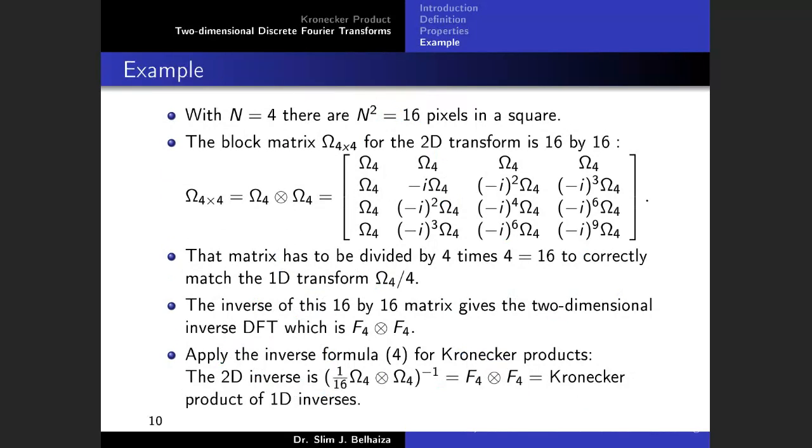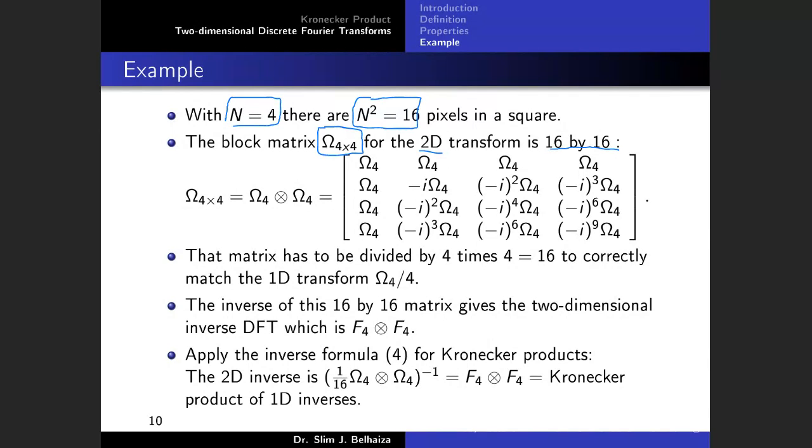Let's see a small example before we close this. If you consider that you have a size n of 4, what is n squared? N squared is 16 pixels in a square. So the block matrix you obtain, which is omega 4 for the 2D transform, is in fact 16 by 16. Let's write its details.